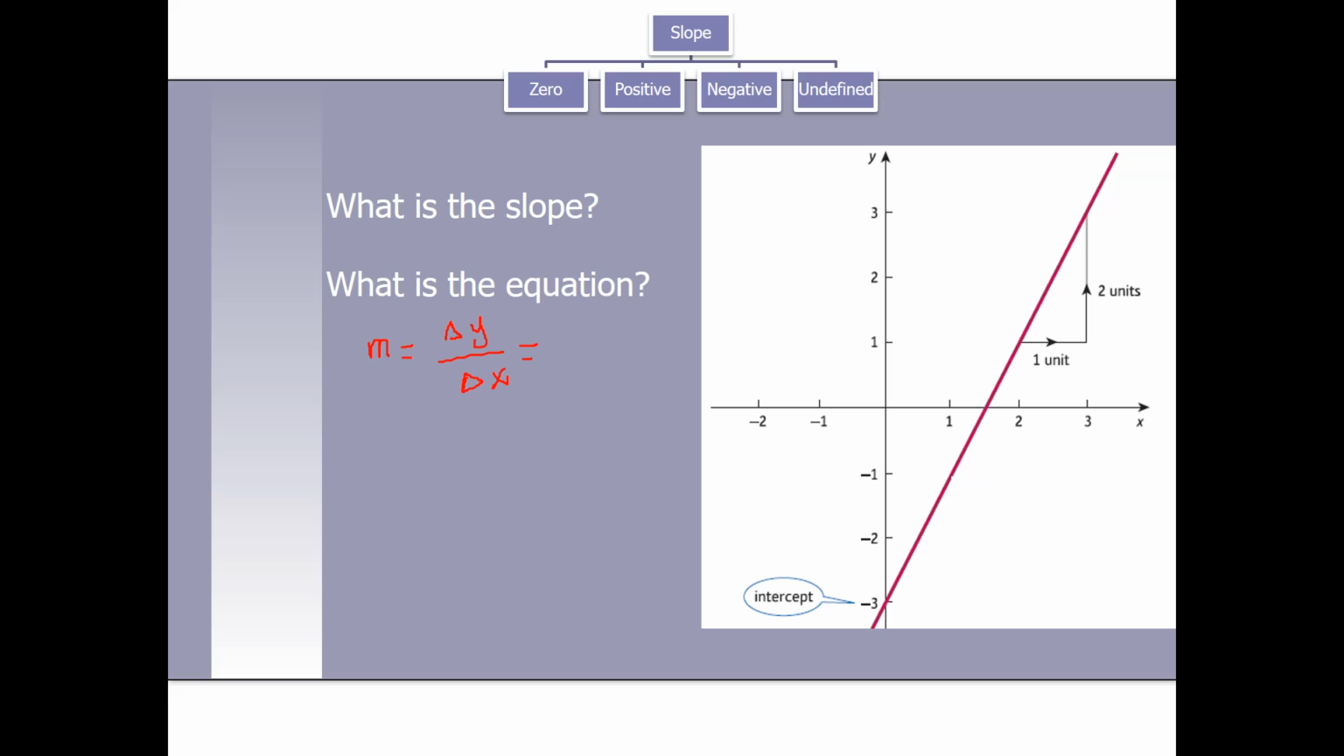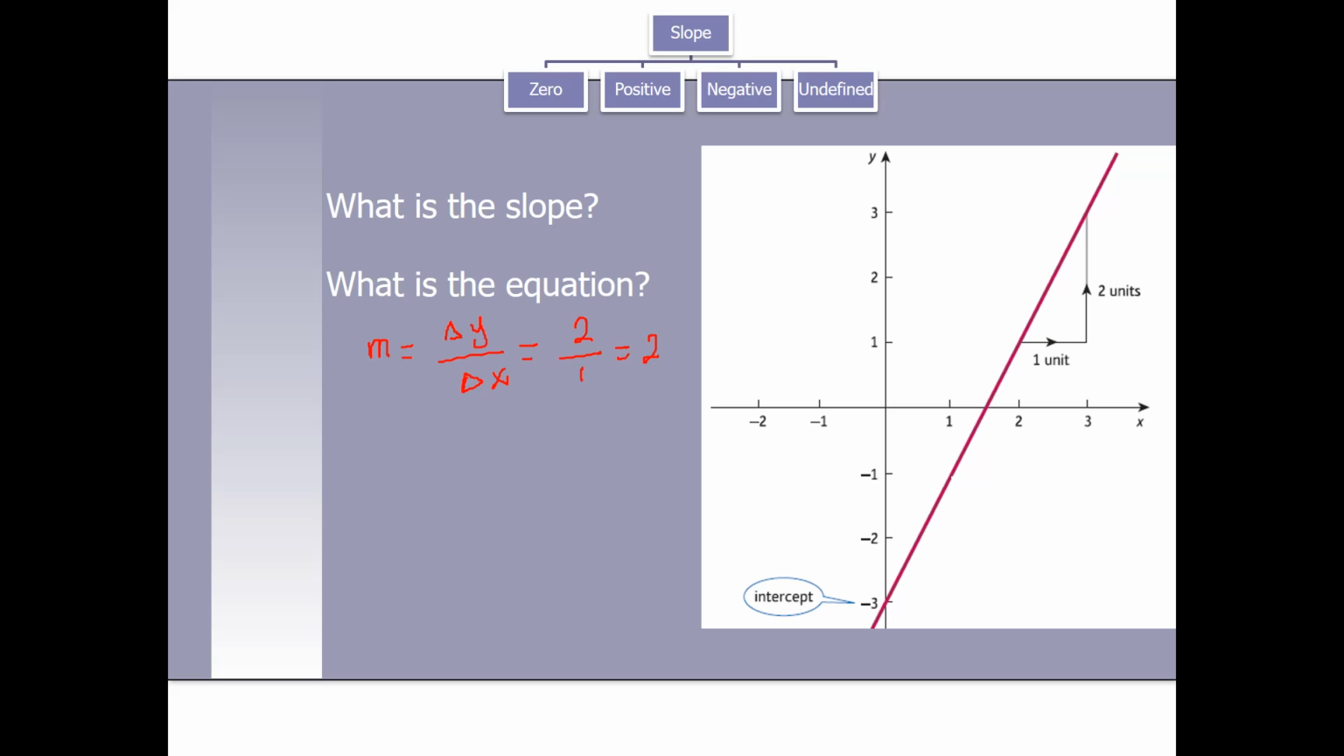So the change here is in y 2 units for each 1 unit change in x. So if x is changed 1 unit, if x increased from 2 to 3, y will be increased from 1 to 3. So this is the slope.